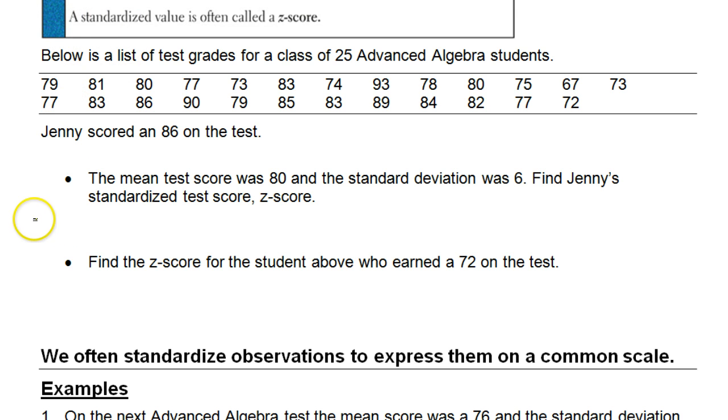Her standardized score would be, according to the formula, we need to do the value minus the mean. So what did Jenny get? An 86. So we need to do 86 minus the mean, which was 80, divided by the standard deviation, which was 6. So we just simply do that calculation. And so what do we get? It turns out to be 1. Okay? This means that Jenny's score was 1 standard deviation above the mean. It gives you a quick feel for how she did compared to the class.